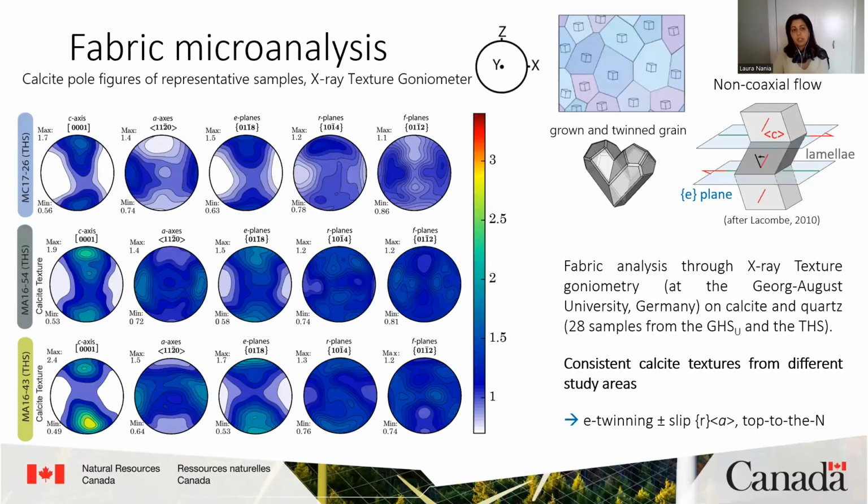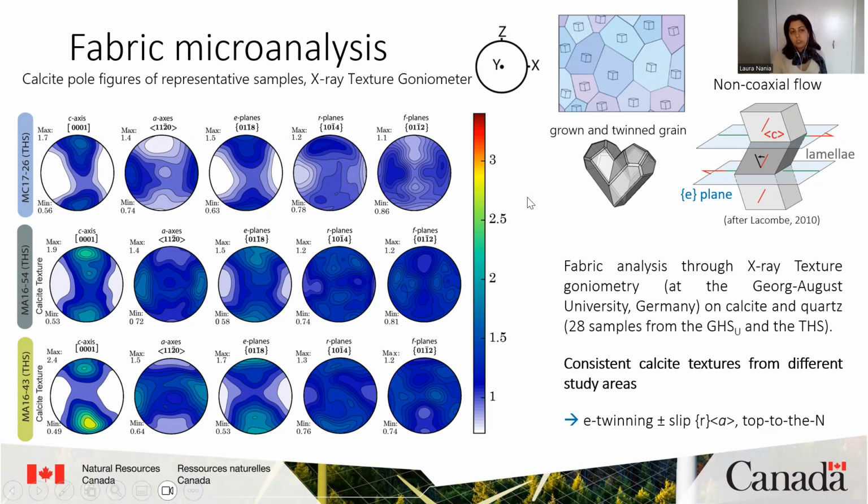Then we can go toward the smaller scales to get other information. In this case, I showed you some of the pole figures, listed in rows, for some of the main units involved. In the columns are the different crystallographic elements and planes I plotted, using an X-ray texture goniometer as the acquisition method for the crystallographic preferred orientation.